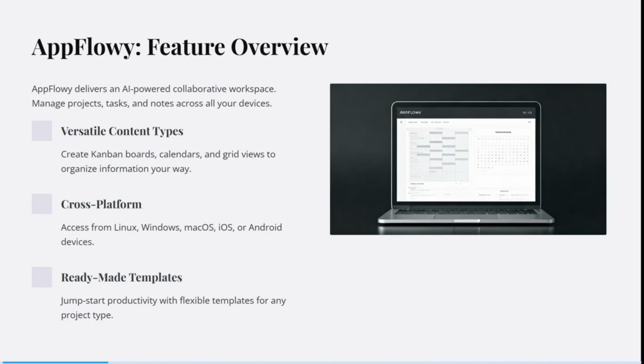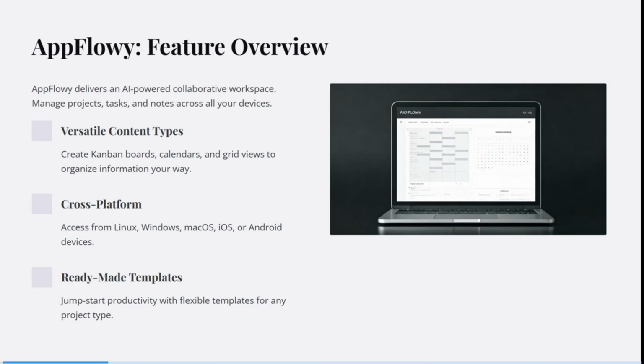All right, so let's jump into Appflowy. It delivers an AI-powered collaborative workspace. You can manage your projects, tasks, notes, and this can be done across all of your devices, and it can be done in a team. So you can create Kanban boards, calendars, grid views. This can help you organize all of your information in your way. Maybe you prefer this view, maybe you prefer that view. You can now customize it.